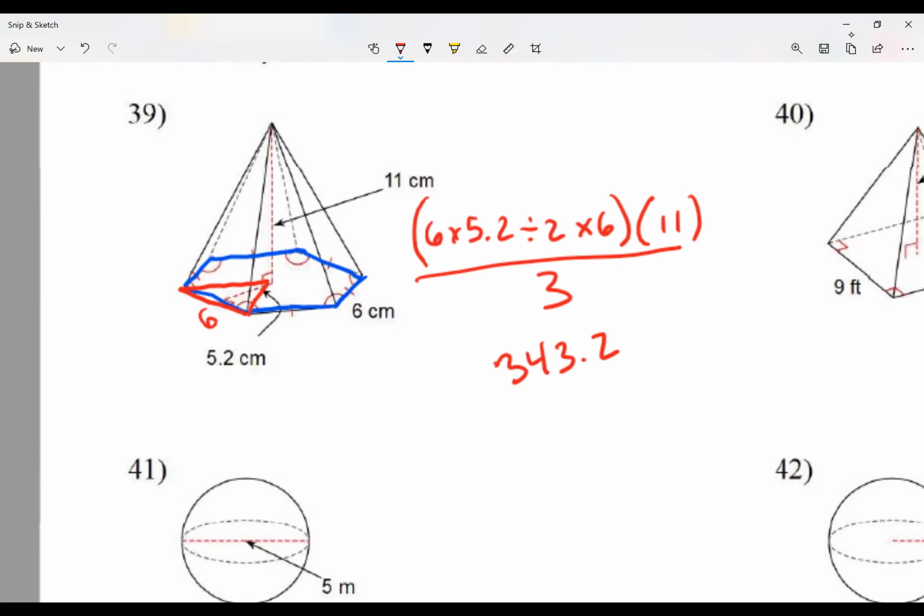Because I'm dealing with times and division, right? Notice how all of my operations are times and divide. It is okay for us to type it all at once. When we start combining like times and pluses, that one I would say do it separately.